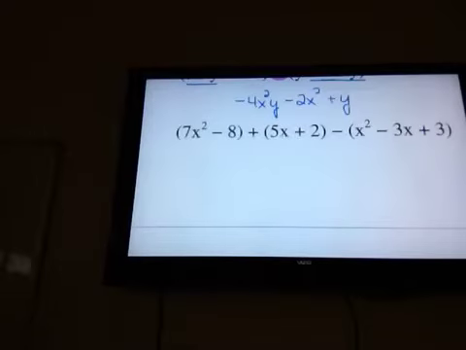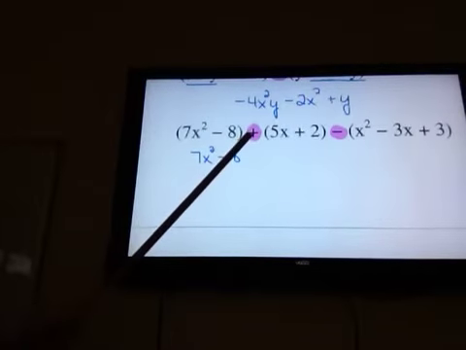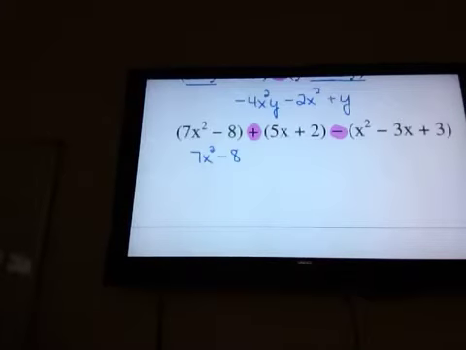And my last example here, you'll notice that one is a plus and one is a minus. So, first parentheses, not going to change because there's nothing in front of it. So 7x squared minus 8 comes down. Second parentheses has a plus in front of it, which means nothing changes. Plus 5x plus 2 comes down.